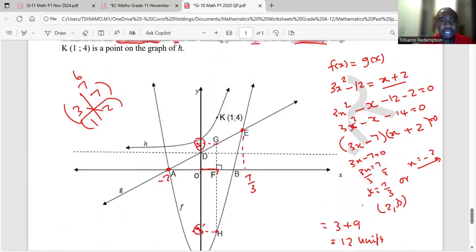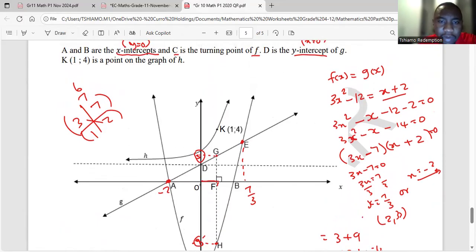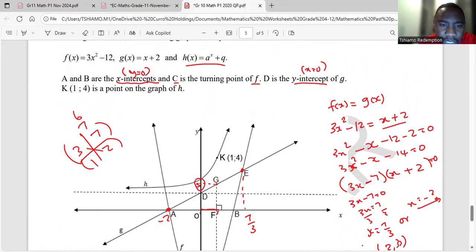Determine the equation of h. Okay, now here they want the equation of h. How are we going to calculate the equation of h? So we are given that. Look at D. What do you see on D? The dotted line that you see here, D is touching on the same line. What did they say about D? They said D is the y-intercept. So D is where the straight line is cutting through the y-axis.